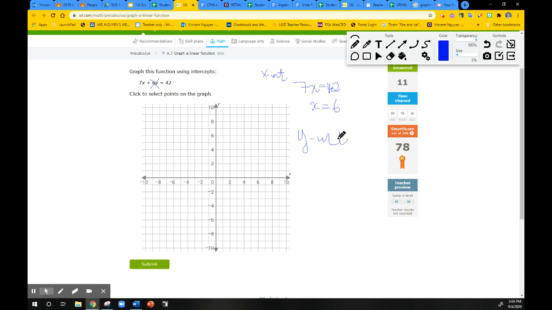To do y-intercept, wow, that's very pretty handwriting. To do y-intercept, you're going to let the x term be 0, and then you're going to solve this equation: 6y equals 42. Okay, and you're going to divide both sides by 6. So I think 42 divided by 6 is going to give you 7. So y-intercept would be 7. X-intercept would be 6. You can plot either one of them first. It's fine. Let's do x first. And then let's do y right here, 7. Finished. Submit.